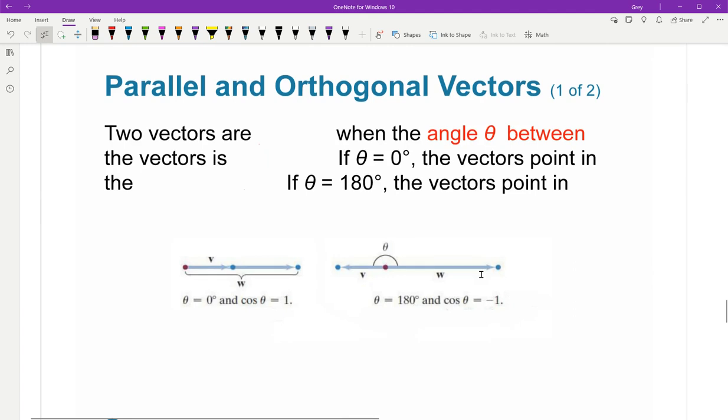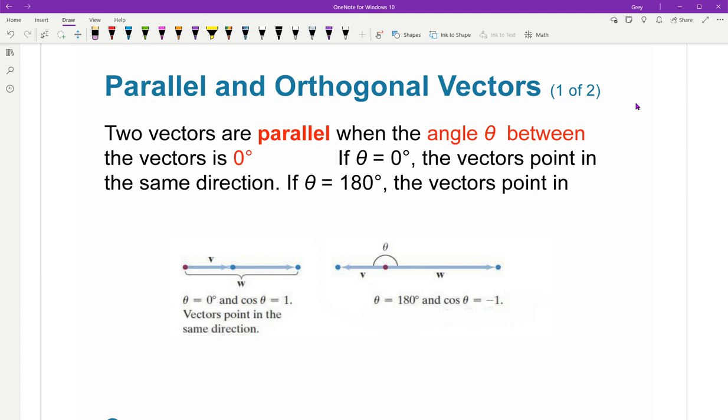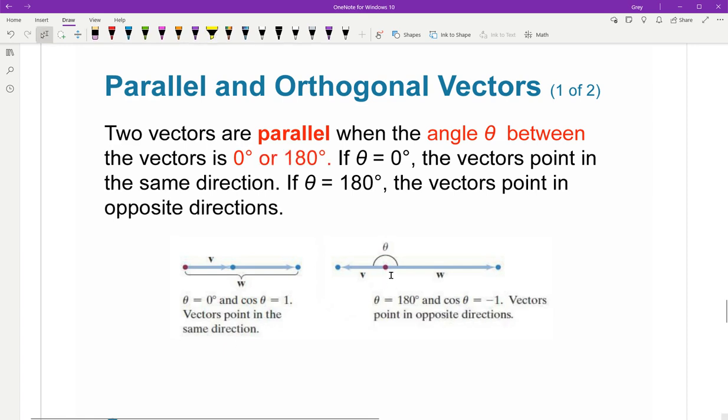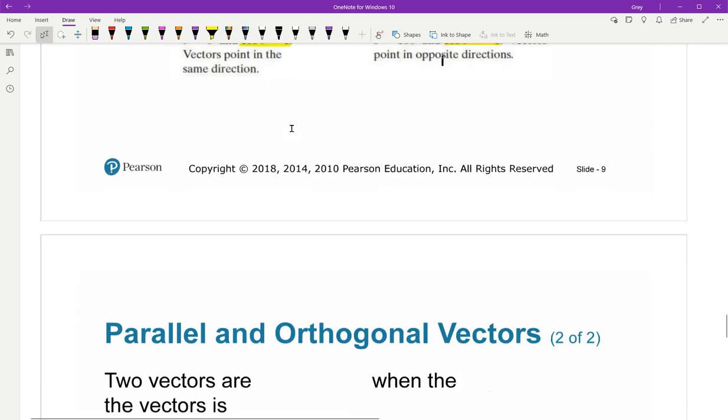Okay? Last thing to talk about is parallel versus orthogonal vectors. So two vectors are parallel when the angle between them is 0 degrees. And if it's 0, they go in the same direction, like this picture right here. Or if it's 180 degrees, they go in opposite directions. So what you might pay attention to is if the cosine is 1 or the cosine is -1, if you don't go ahead and push that button of inverse cosine when you're solving problems. Okay? Now, if the angle is 0 or 180, they're parallel.